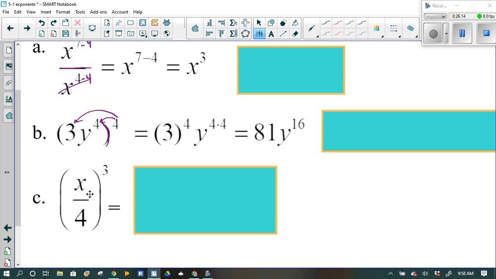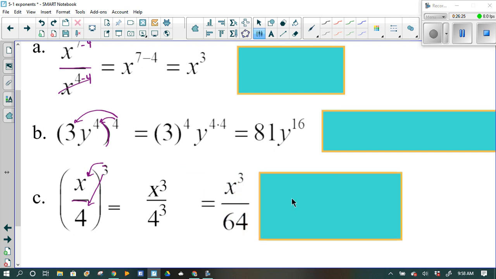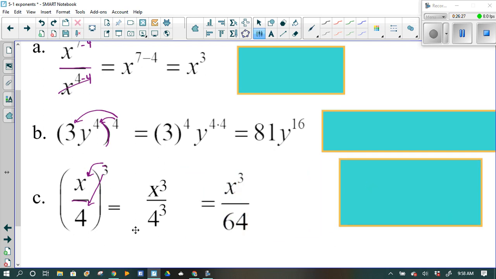And here I'm dividing and using an exponent, so I'm going to distribute. So x cubed over 4 cubed, so x cubed over 64, because 4 times 4 times 4 is 64.